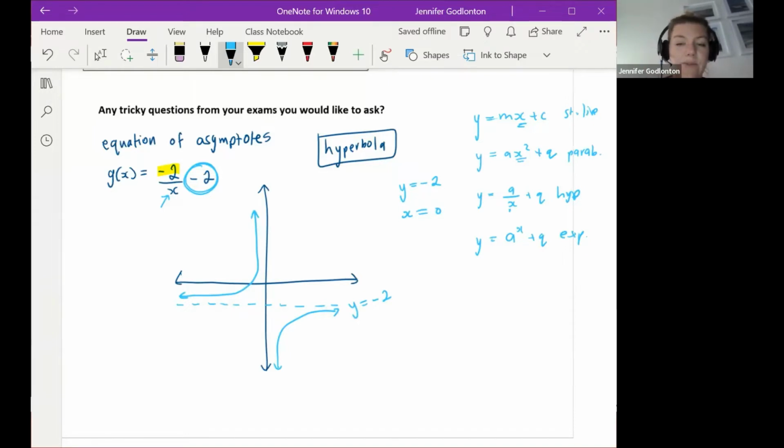So those are our different ways of knowing. If it's a single x, it's a straight line. If it's x squared, it's a parabola. If it's over x, it's a hyperbola. If it's to the power of x, it's an exponential. Oh, you never did hyperbolas. Oh goodness, this must look terrifying to you right now. I'm sure you will be covering them in the upcoming term then.